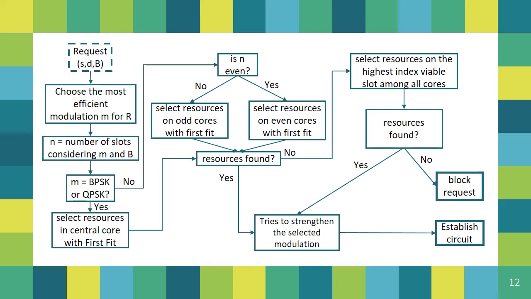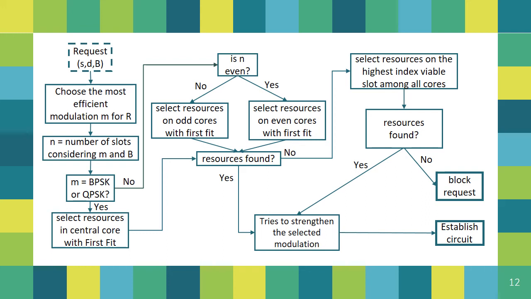If the modulation is one of the strongest, and here we consider BPSK and QPSK as the strongest modulations, then the circuit should be allocated in the central core. Otherwise, the circuit should be allocated in the peripheral core. If resources are found on the central core, then the circuit is allocated with the first fit policy, and so tries to allocate the lowest index slot available.